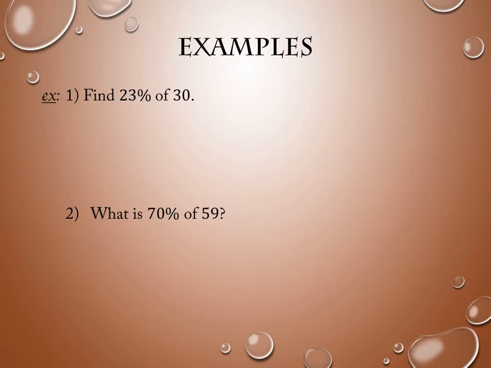So let's take a look at some real straightforward ones. The first one says to find 23% of 30, all right? So I'm going to set up a proportion. The proportion is always going to have a 100 on the denominator of one of them. If it gives you a percent in the problem, which this one does, that value will go on top of the 100, okay? So 23 over 100, that's representing the 23%.